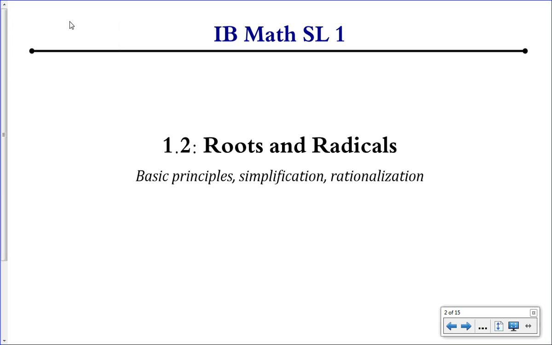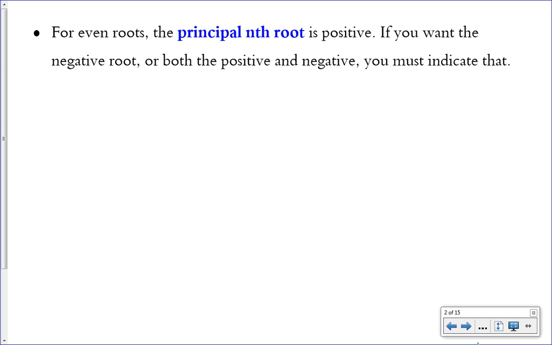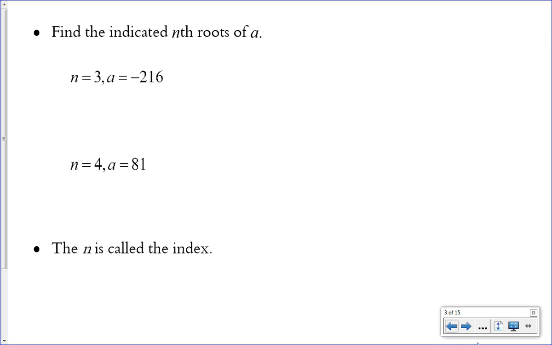So in this video, we're going to be talking about roots and radicals, which is just another name for a root. So if you're asked to find the indicated nth roots of a, it's just a funny way of asking you to find roots other than just square roots. So the n tells you what kind of a root you're taking. So in this case, it's asking for the third root of negative 216.